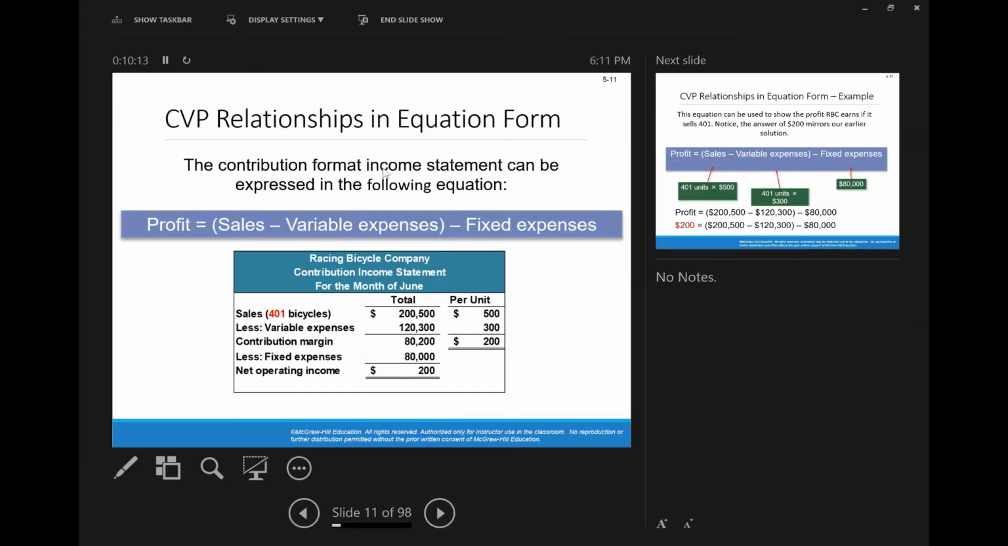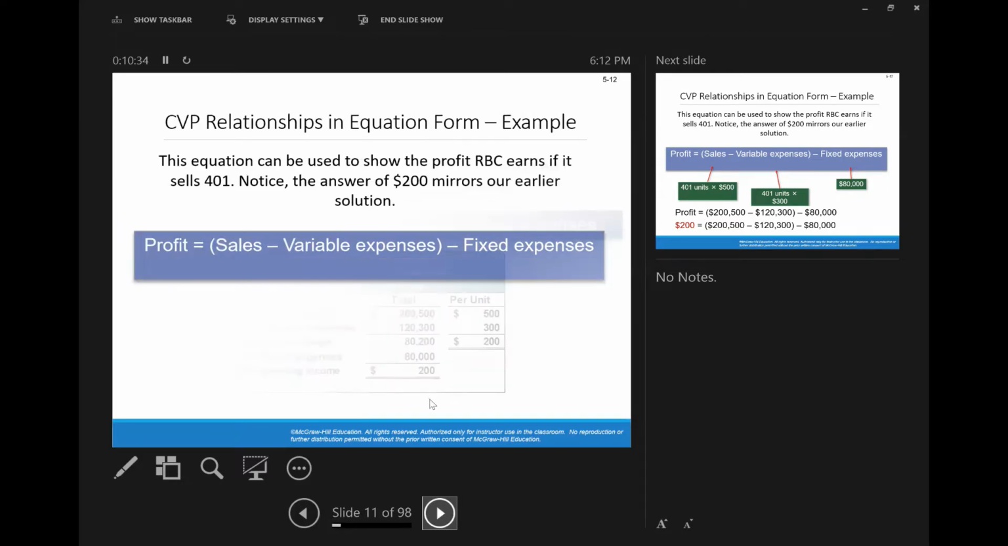Okay, so here's the contribution margin income statement. It's just saying that profit equals your sales minus your variable expense, which is the contribution margin, because that's what sales minus variable expense is, minus your fixed expenses. So it's just duplicating what we saw on the other slides.